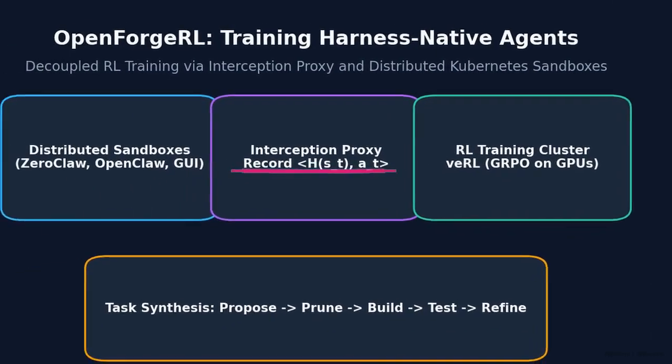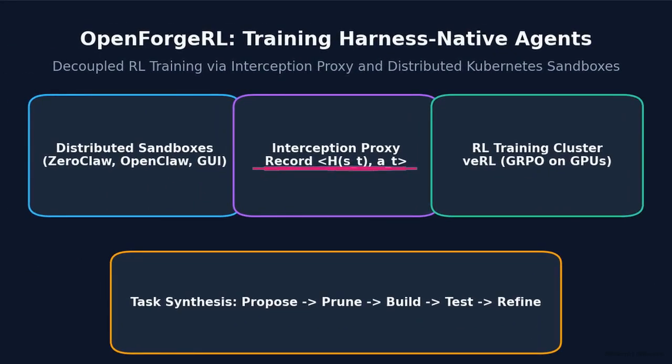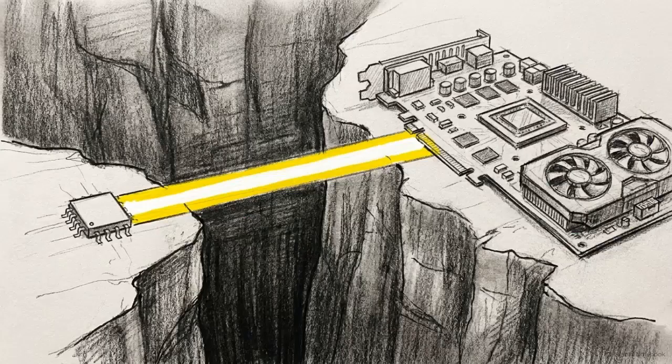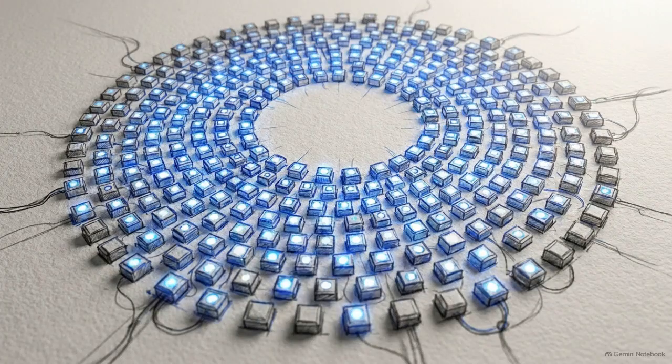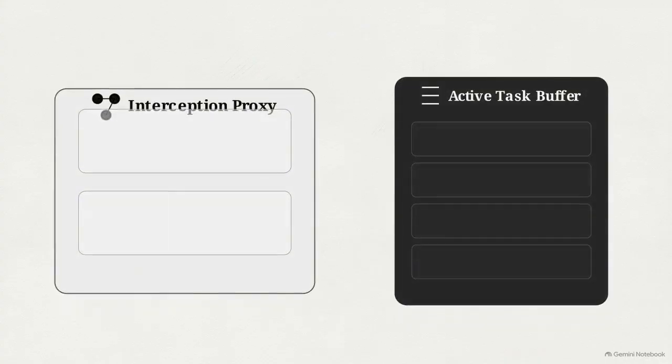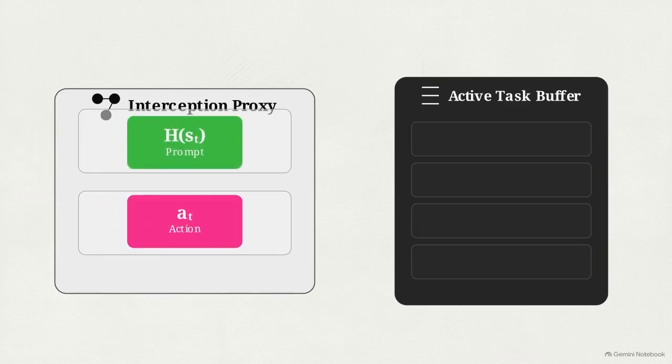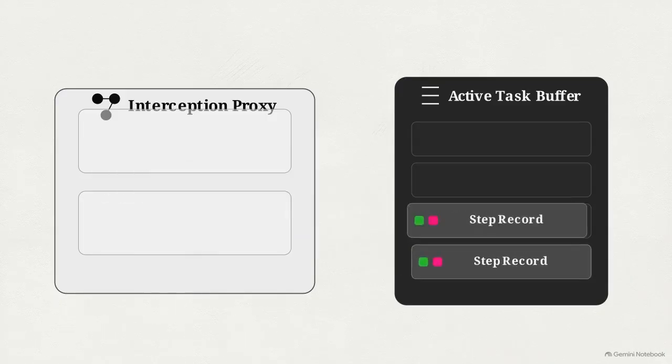The crucial middle layer linking them is the HTTP interception proxy, acting as a transparent middleware endpoint mimicking the standard OpenAI API. By acting as a remote telemetry link, this decoupled design allows the training cluster to scale horizontally on high-end GPUs, while rollout sandboxes execute concurrently across hundreds of CPU instances simultaneously. During a live task, the proxy server actively buffers the harness's internally formatted prompt and the model's chosen action. It pairs them into individual step records.